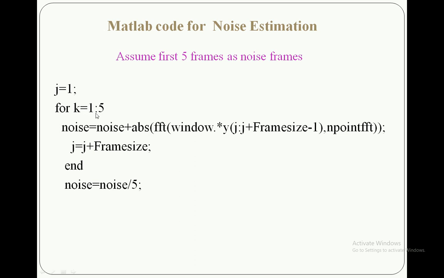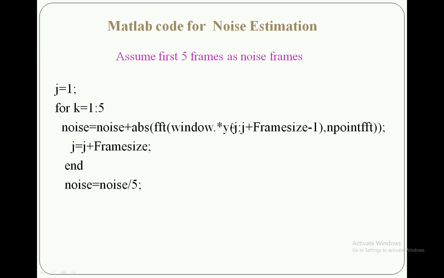For the first frame, you have to get the magnitude of the DFT coefficients of the time signal, that is the time domain signal. For the very first frame, which is nothing but noise, we are writing the command absolute of, that is magnitude of, FFT of y. What is y here? y is the noisy signal which is stored there.